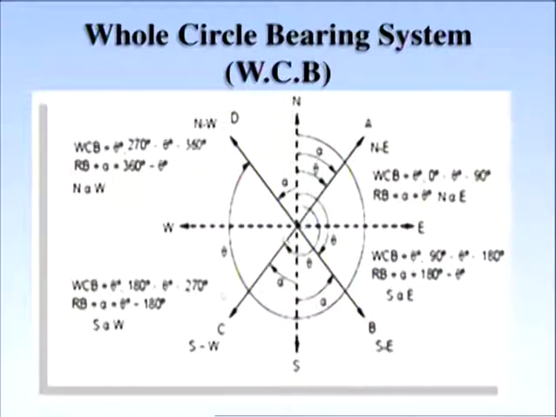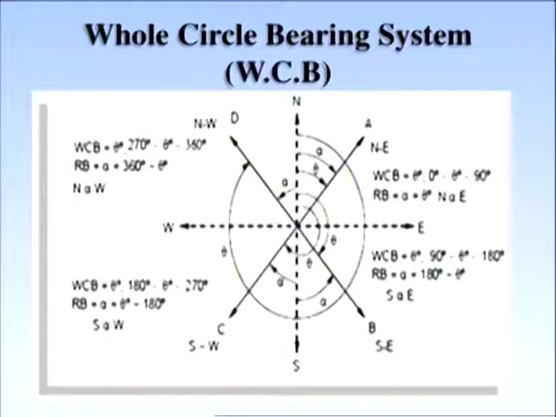Suppose our line is C. Then for the whole circle bearing, we take the reading from here to here. And suppose it is D, then we take the reading from north to this line. That is called the whole circle bearing. But in the quadrantal bearing, it is divided into 4 parts.